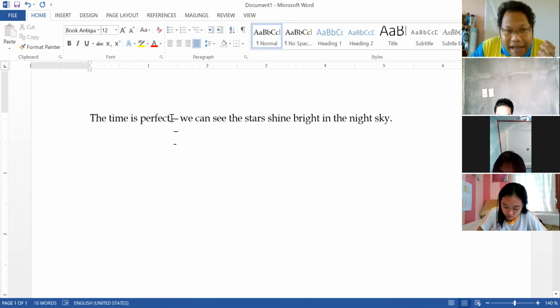Better use an M dash if you are capable of using it in Microsoft Word. If you are typing something in Microsoft Word and you're separating independent clauses, use this M dash. This is the M dash, this one.